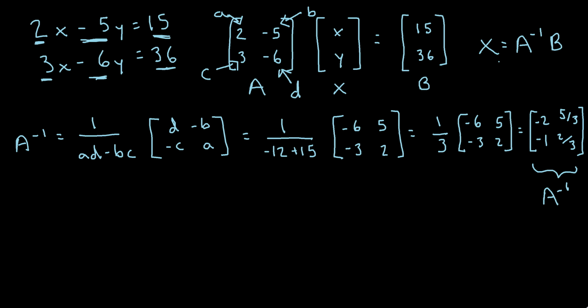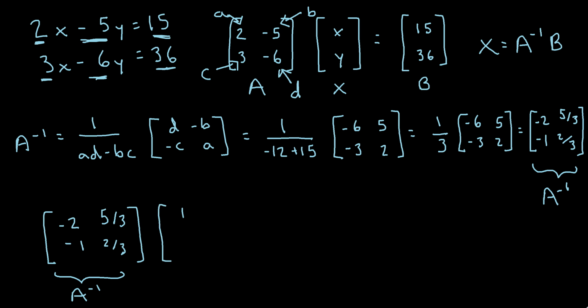So remember what we said that we do. To solve for X, which contains our x and y values, we're just going to do the inverse of matrix A times matrix B. So let's write that out. We have negative 2, negative 1, 5/3, and 2/3. This is the inverse of matrix A, and we're multiplying it by matrix B, which we said was 15 and 36.